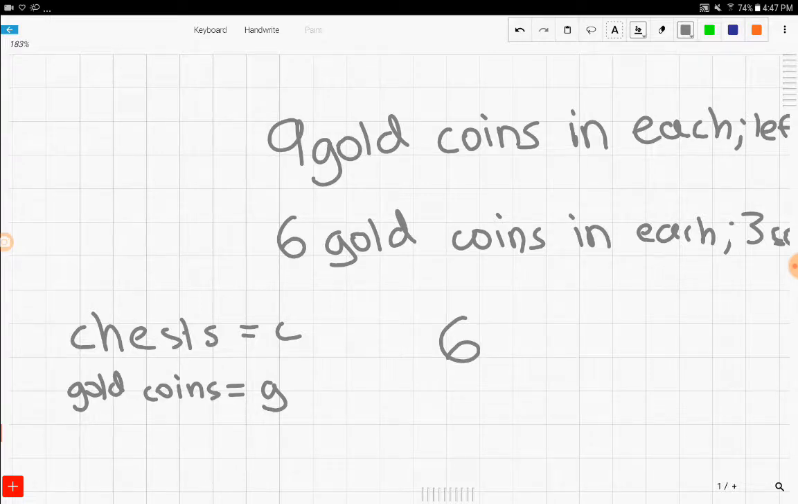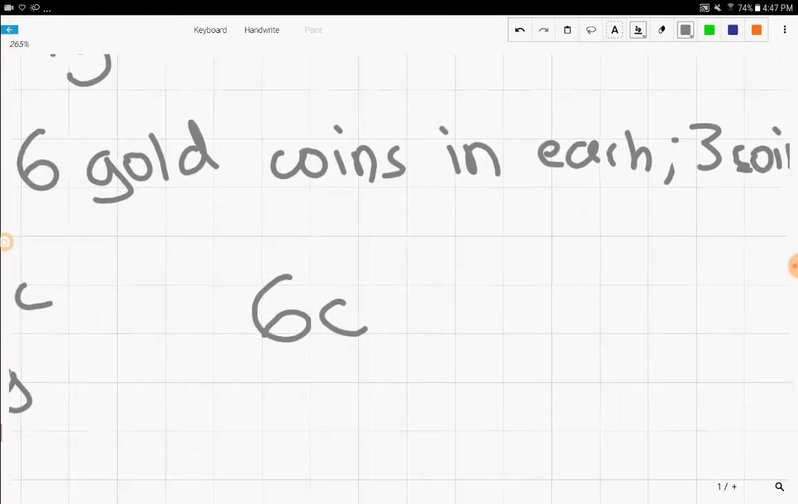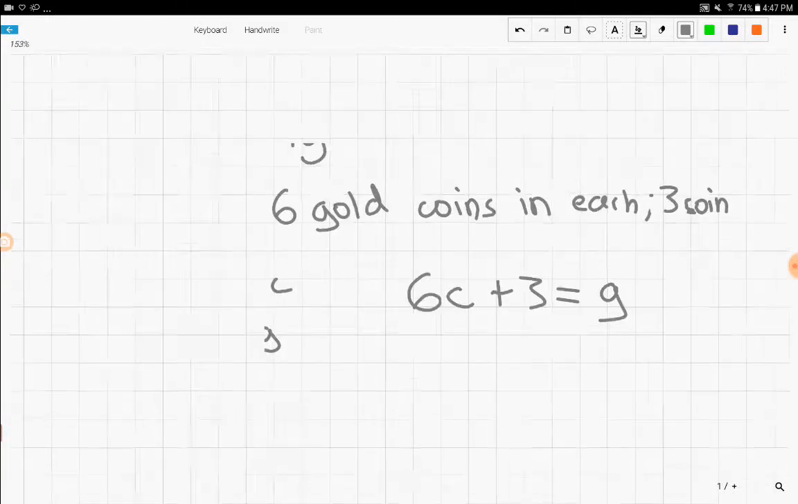So I put 6 gold coins in each, which means since there are C chests, you put 6C coins in total, and you're left with 3 coins. So 6C plus 3 equals the number of coins you have.